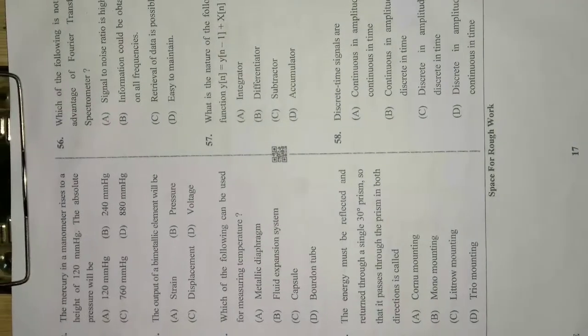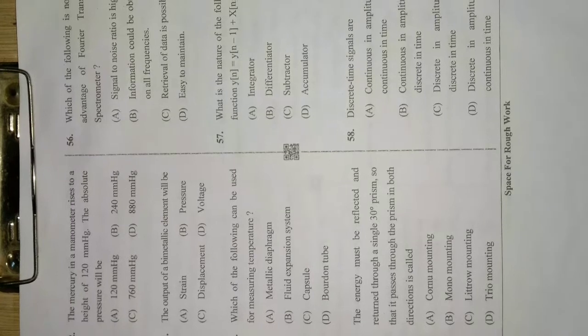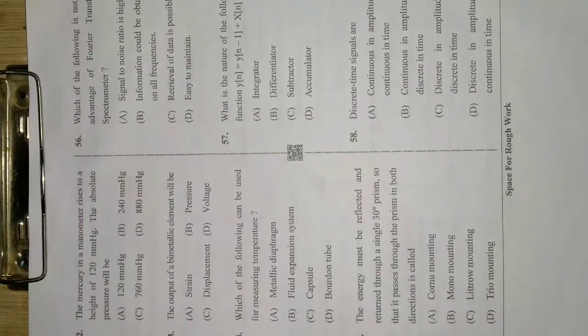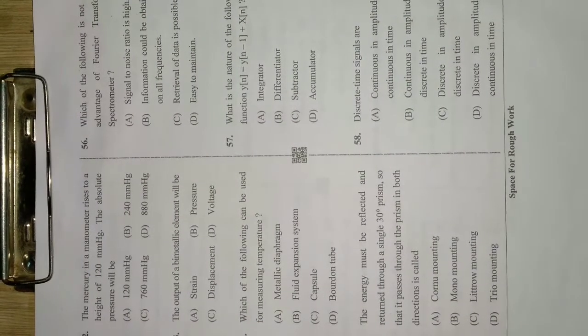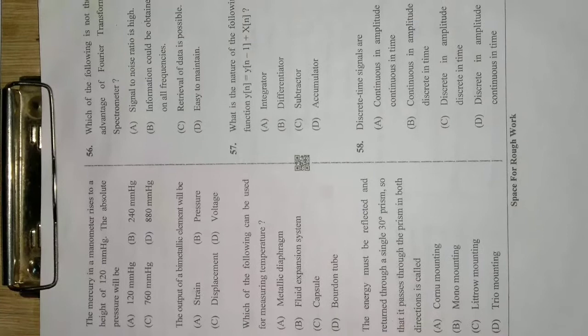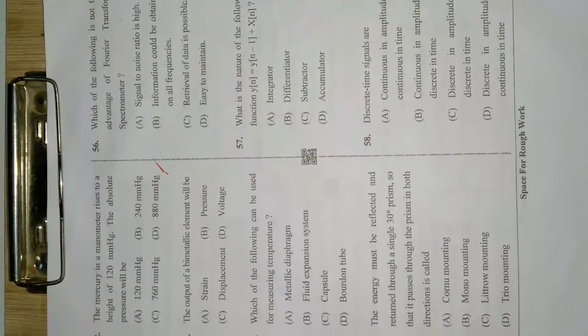Okay, so the next question is 52nd. The mercury in a manometer rises to a height of 120 millimeter of Hg. The absolute pressure will be. They are asking for pressure and it is 880 millimeter. So option D will be the correct answer.